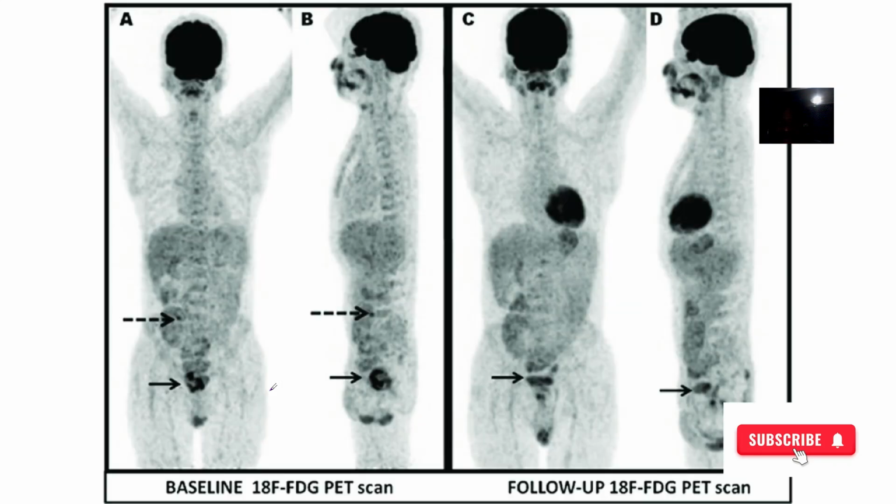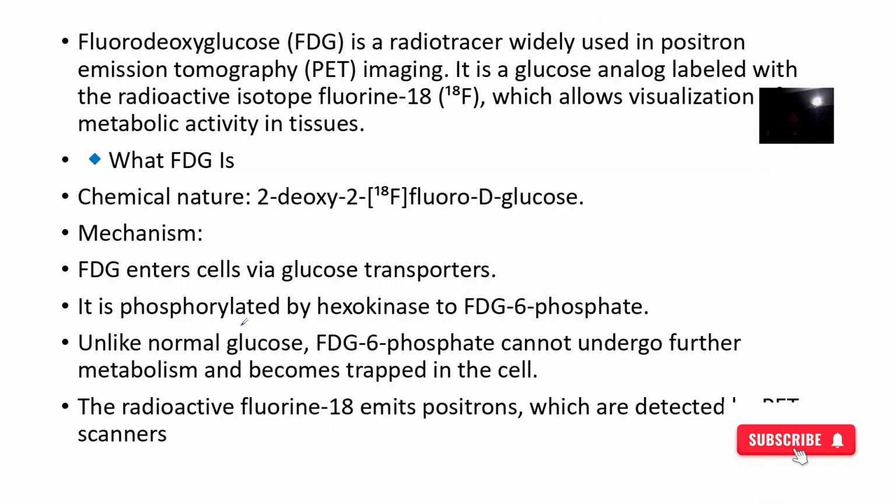So for this one, it's kind of like when you add it to stuff, it now makes some particular disease condition appear much clearer on imaging. So fluorodeoxyglucose, we said that it's a radiotracer, and it's widely used in positron emission tomography imaging. So it's a glucose analog.